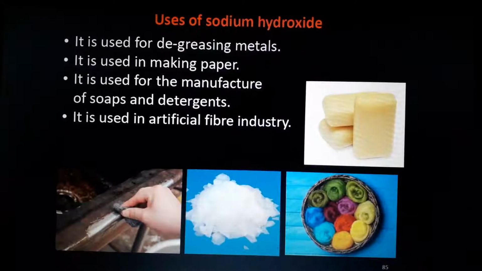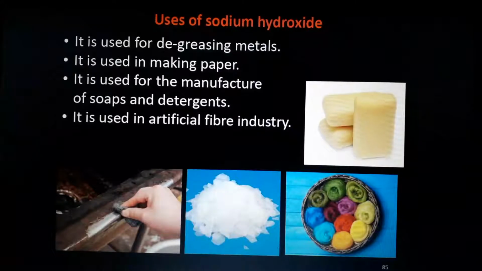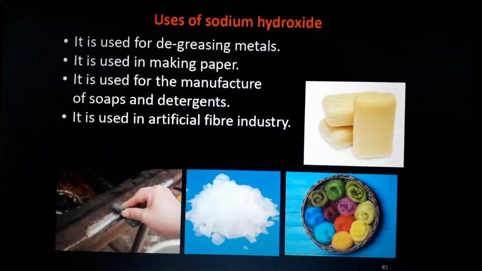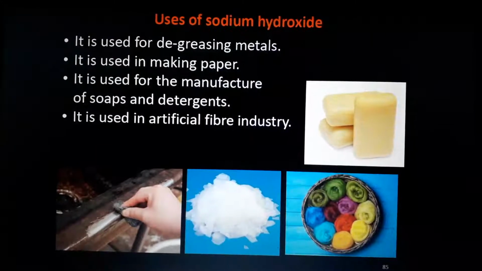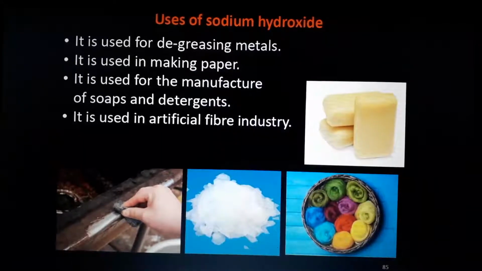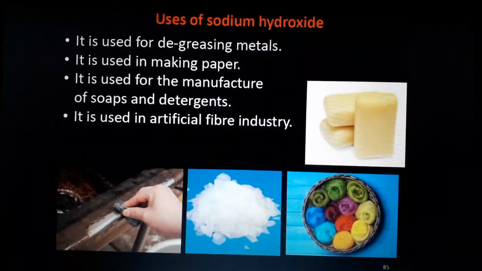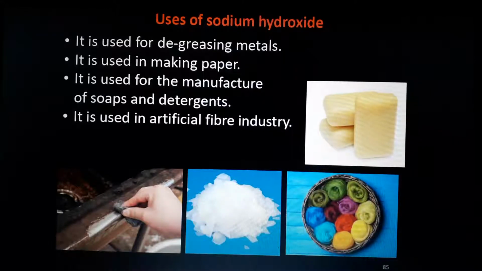Sodium hydroxide is used in the making of paper. The method you don't want to study, okay, it's not for you. Just study these sentences for a 2 mark question. It is used for the manufacture of soap and detergents. It is used in the artificial fiber industry for making artificial fibers like polyester. Polyester is an artificial fiber. It is not pure like cotton. It is made artificially. Okay, those are the main uses of sodium hydroxide.